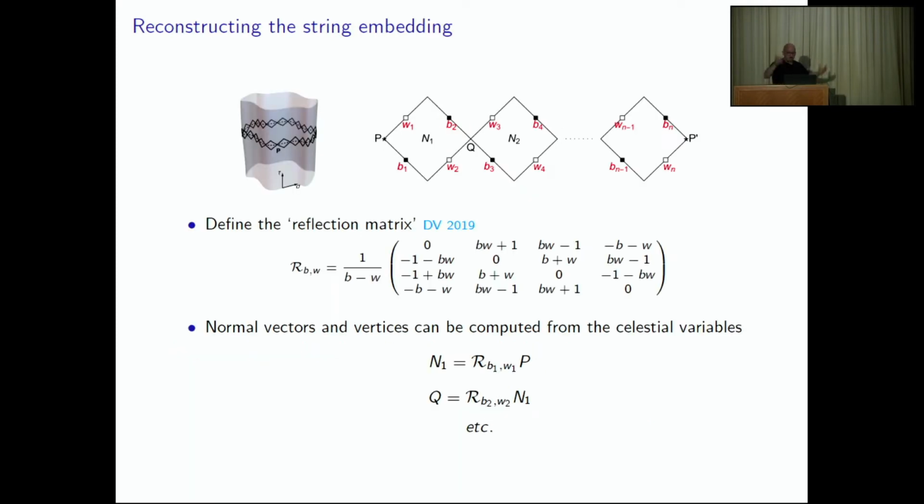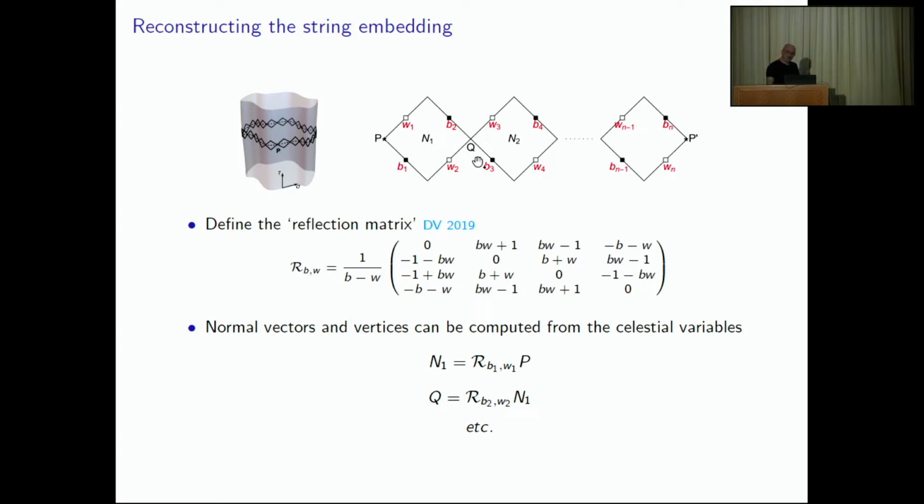Okay, so what if you have all these celestial variables, you solve the equation of motion. How do you reconstruct the string embedding? Well, it's not too complicated. So here is the artist's impression of a worldsheet. And there are some kink lines here denoted by these black lines. And I sort of unwrap it, and I show it here on the right-hand side as well.